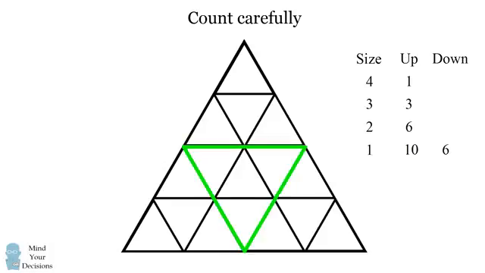Now we count the number of triangles of size 2 facing down, and there's exactly 1. As you can see, this is the largest size triangle that's facing down. So there are no triangles of size 3 or 4 facing down. So we've now listed out all the triangles, and we can total this up to get that there are 27 triangles in this picture.